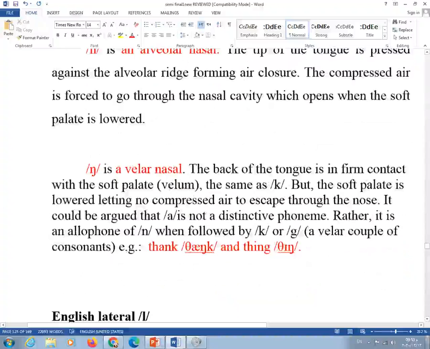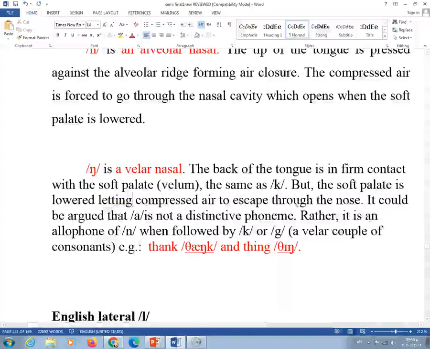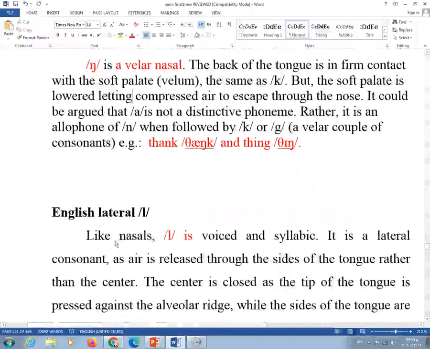So here, the compressed air is let to escape through the nose. Okay. We have some words such as thank, such as sing, and so on. Another group is lateral consonants. We have only one sound in this group, which is the L sound, as you see. And this is a lateral sound.